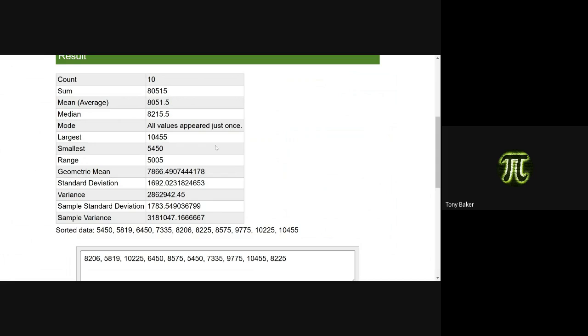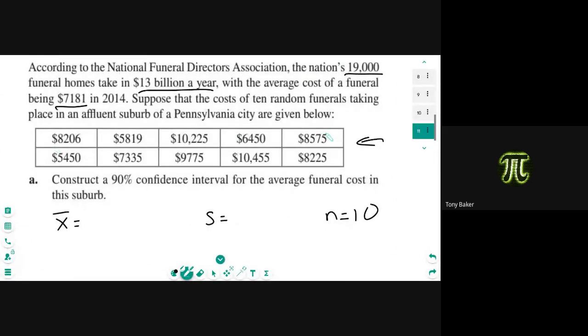So we type in those 10 values. So you type those 10 numbers in. The nice thing is this calculator also gives you the mean, so you don't have to calculate your mean separately. You get a mean of 8051.5, so 805150.